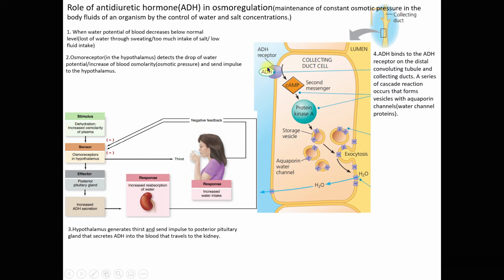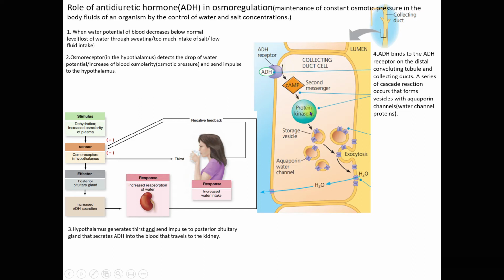So what happens when this ADH binds with the ADH receptor? This will cause a series of cascade reactions. Do you recall the action of non-steroid hormones, which is via cascade reaction, where a small amount of hormone will trigger a series of reactions? I can't recall already, so you try to recall that. All I can say is that this ADH will trigger a cascade reaction, which is a series of reactions.